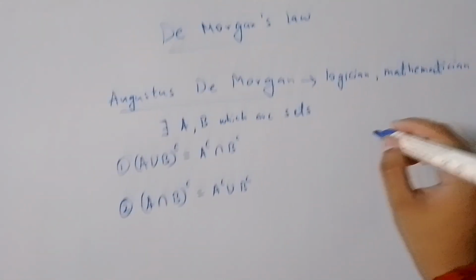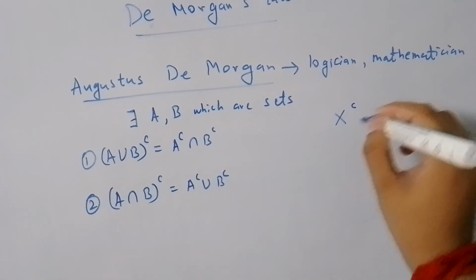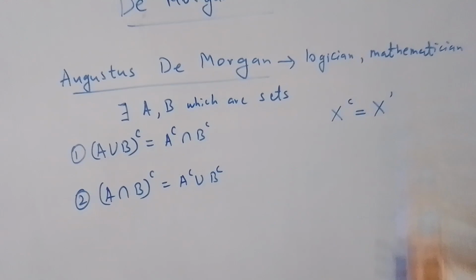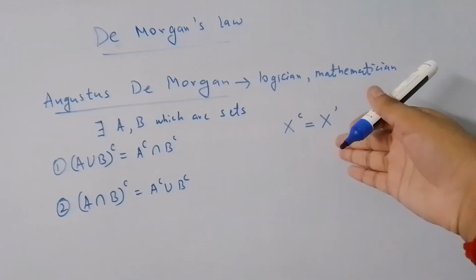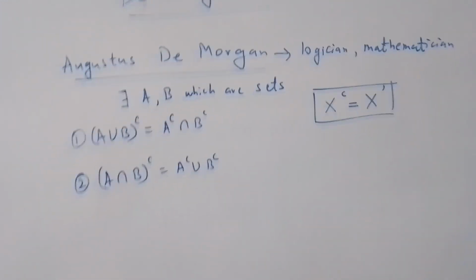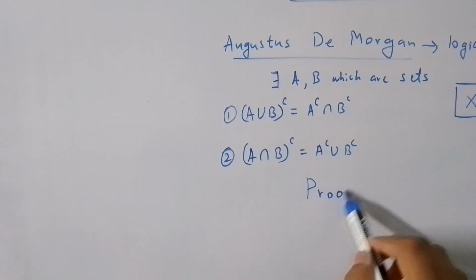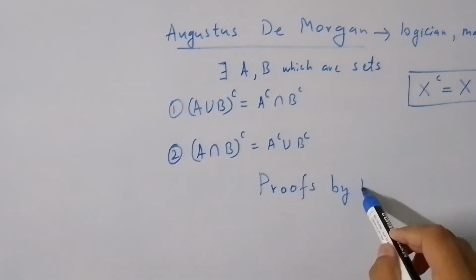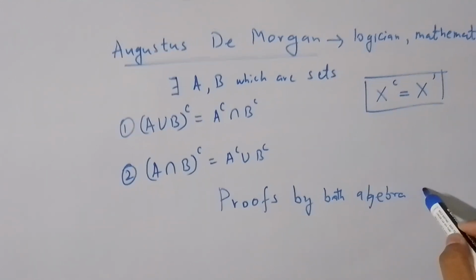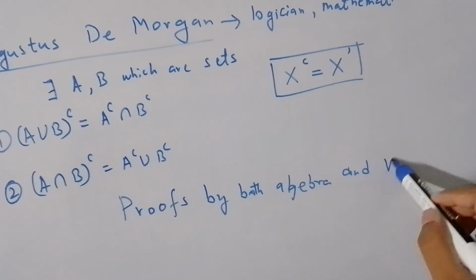Okay, so there are many ways to write a complement. Giving the complement sign is also equal to x dash, or you can say it as x prime. Now I will be showing you the proofs by both algebra and Venn diagrams.